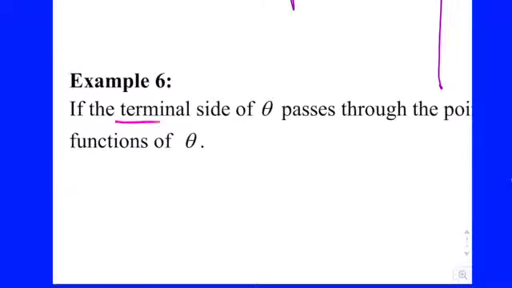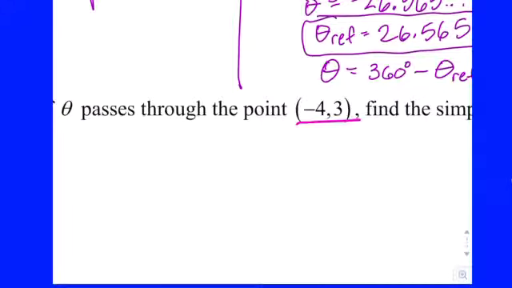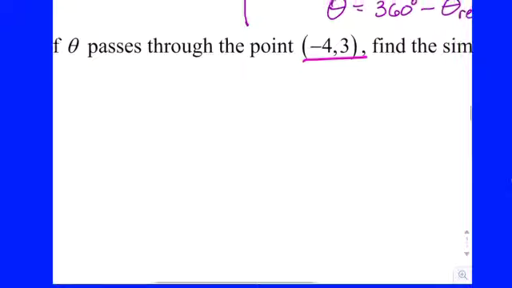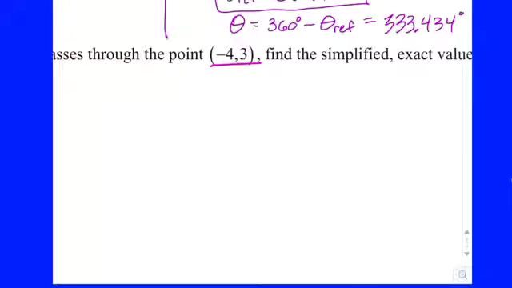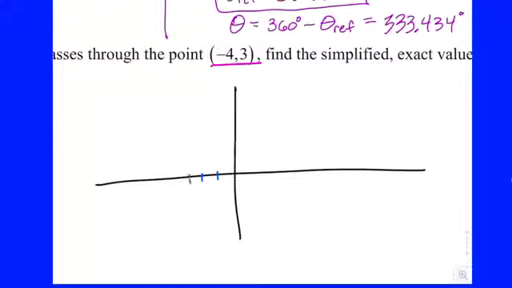So if the terminal side of some angle theta on example 6 passes through the point negative 4, 3, find the simplified exact values of all 6 trig functions of theta. All right, the terminal side passes through the point negative 4, 3. We can draw that. Okay, so here's your y-axis, there's your x-axis. Where's the point negative 4, 3? 1, 2, 3, 4, 1, 2, 3. There it is, negative 4, 3. So the terminal ray passes through there, something like that. So the angle theta that gets us over there is here.